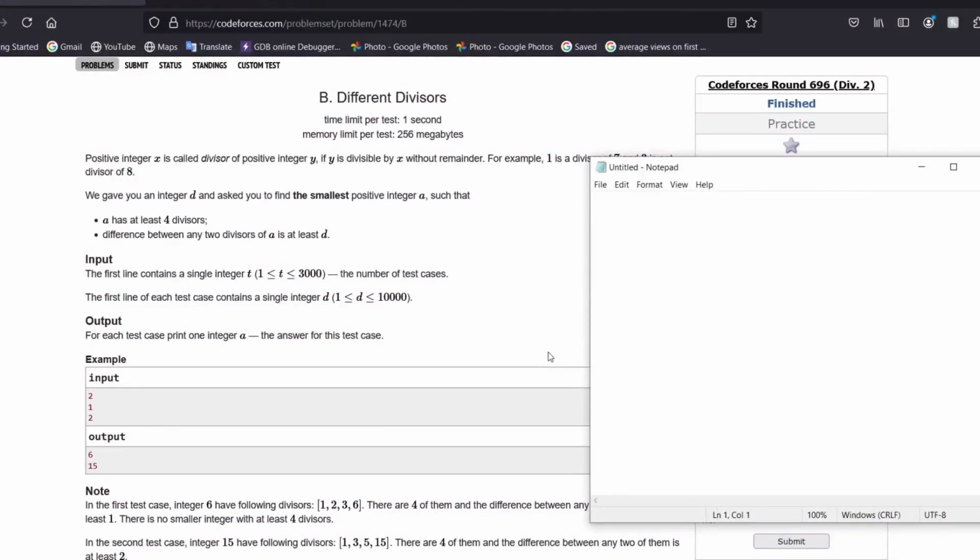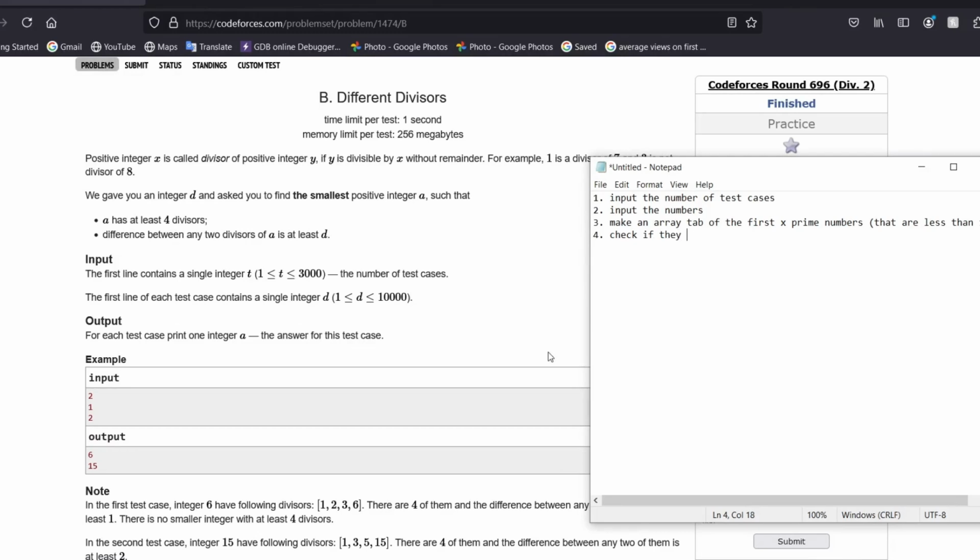We can of course write some pseudocode. First of all, we input the number of cases, input the numbers, and then, actually, we don't have to call a function. You can just make an array tab of the first x prime numbers that are less than 10k, and you can check if they are at the distance given.